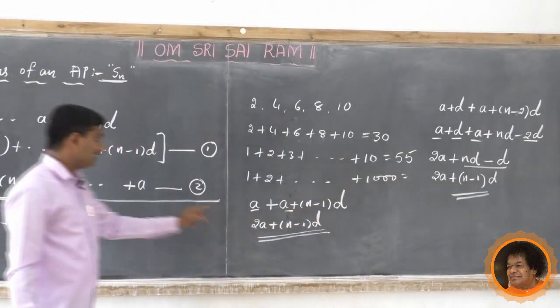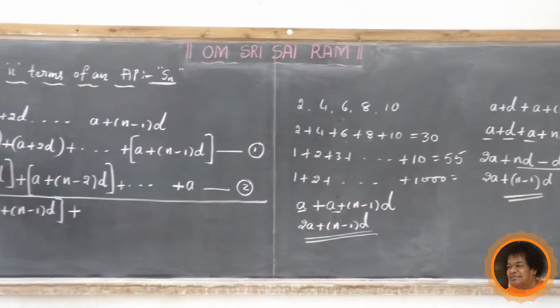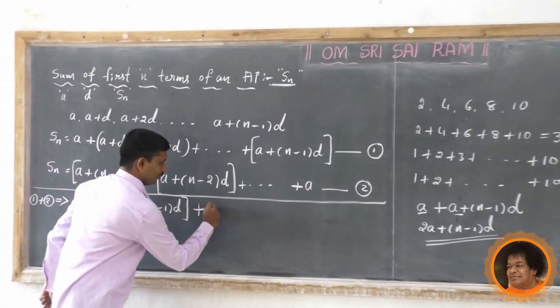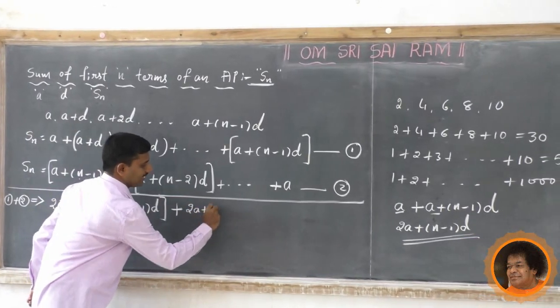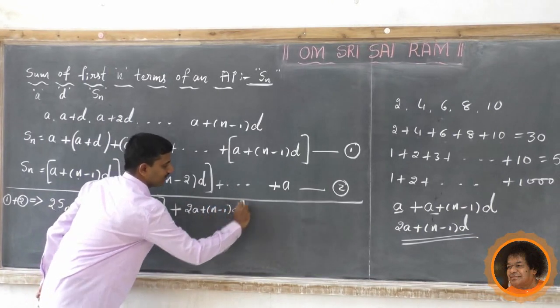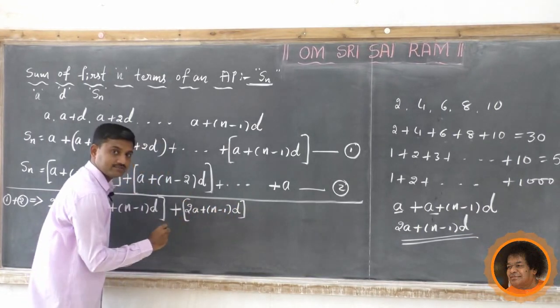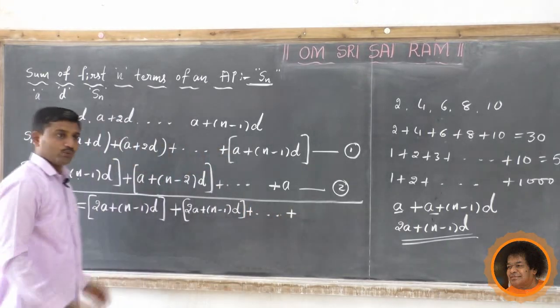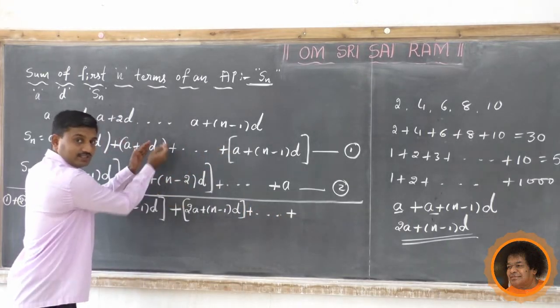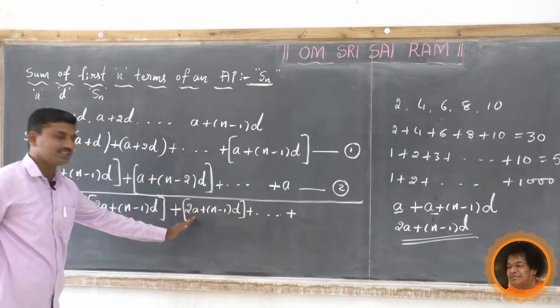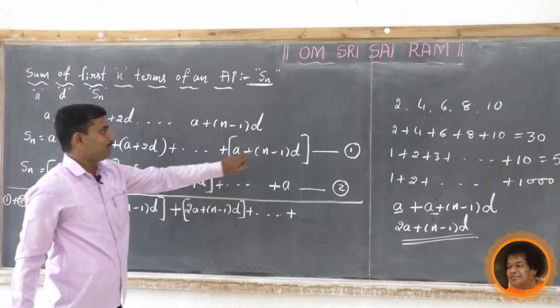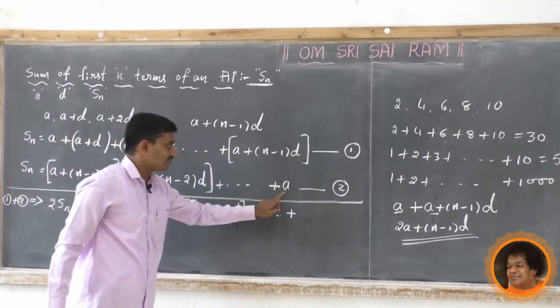So therefore the second term a + d plus a + (n - 2) into d, their sum is also 2a + (n - 1) into d. Got the point? And so on. When we add any two terms, we get the answer 2a + (n - 1) into d. So the last term a + (n - 1) into d plus a.